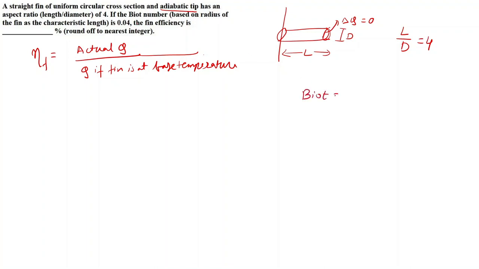And the Biot number based on the radius of the fin as characteristic length is 0.04. Here we have been asked to use the radius of the fin as characteristic length. So my Biot number is defined as hx upon k, which becomes hR upon k is equal to 0.04. Later on we might be needing this, and we have been asked to find the fin efficiency.